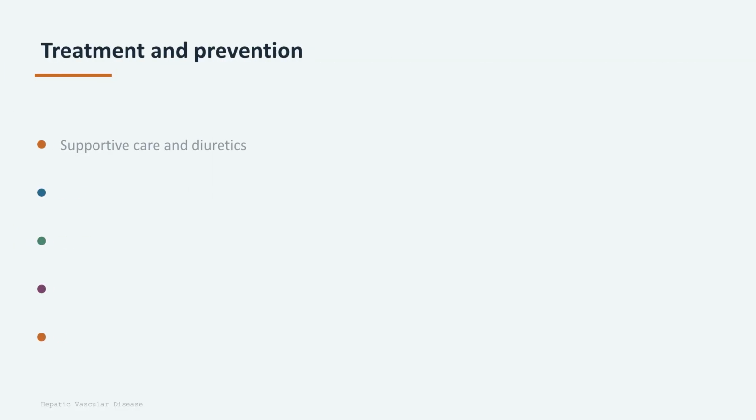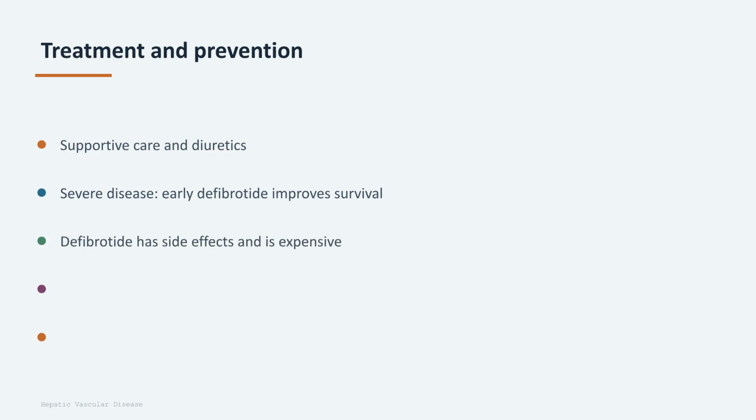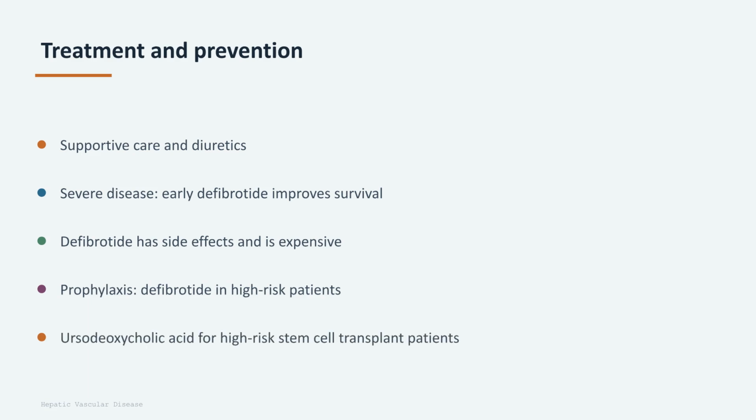Treatment. Most of it is supportive. Manage the fluid with diuretics and careful volume control. For severe disease, early defibrotide improves survival. And the word early matters. Waiting costs you the benefit, but be honest about the trade-offs. Defibrotide has side effects, and it is expensive. For prevention, defibrotide again in high-risk patients. Deoxycholic acid for high-risk stem cell transplant populations. Low-dose heparin prophylaxis has been tried, and it remains unsettled.